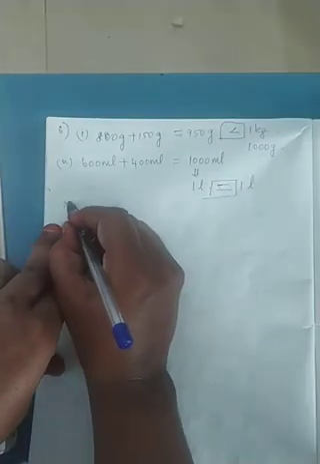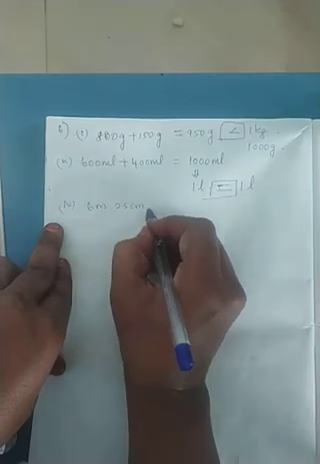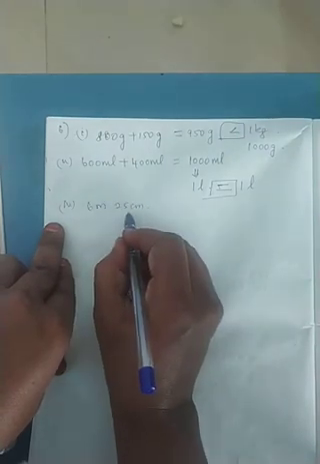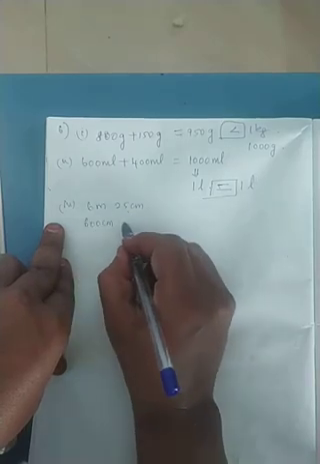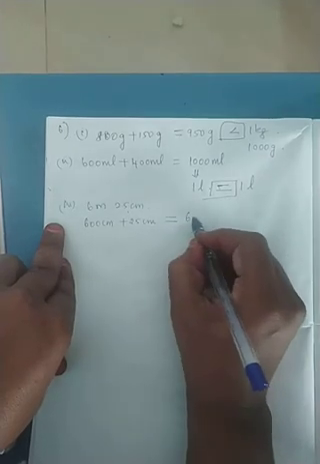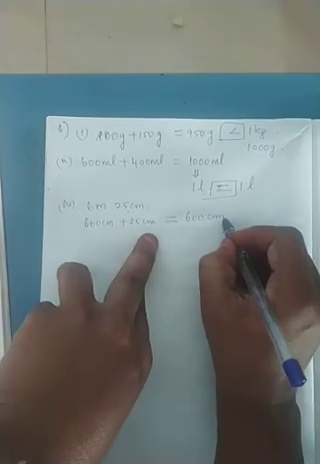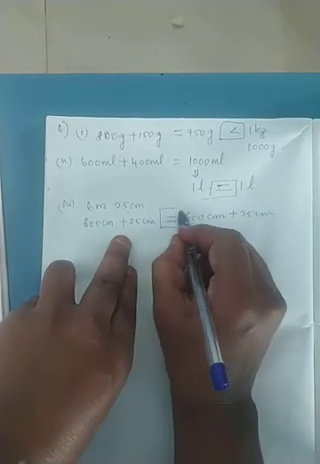Now coming to the third one, 6 meter 25 centimeter. What is this? 6 meter is equal to 600 centimeter plus 25 centimeter. That is what they have given in the right hand side also. So that is 600 centimeter plus 25 centimeter. So this is also an equal to sign.